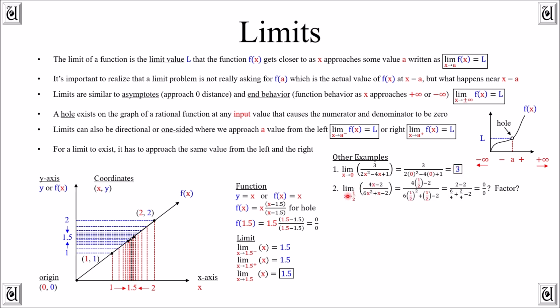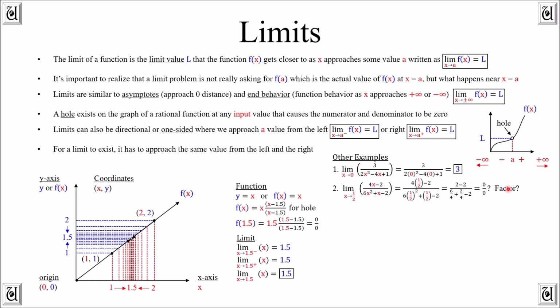All right, so next example, we might run into an issue here when we try to plug in 1/2. And so we plug in 1/2 and we get 4 over 2 is 2 minus 2. Okay, that's 0 on the top. It's not crazy bad. But then we look at the bottom and we get the square here. So we got 1/4 times 6. That's 6/4 plus, well, we can rewrite that 1/2 as 2/4. And so 6/4 plus 2/4 is 8/4, which is 2. 2 minus 2 is 0. Uh-oh. That's a 0 over 0.